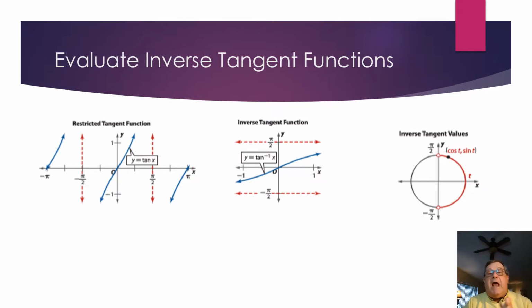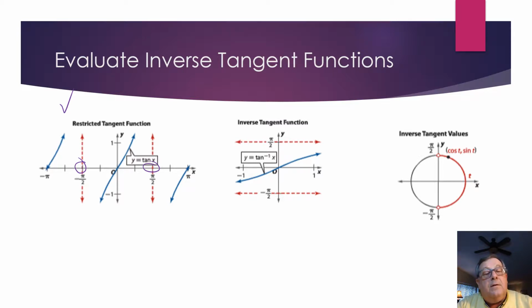Shall we take a gander at inverse tangent functions? We've looked at inverse sine functions and inverse cosine functions, and now we're going to take a gander at inverse tangent functions. So over here on the left, we've got our tangent function graphed, and we can see that we have a period between negative pi over 2 and pi over 2. So that's the period of our function.